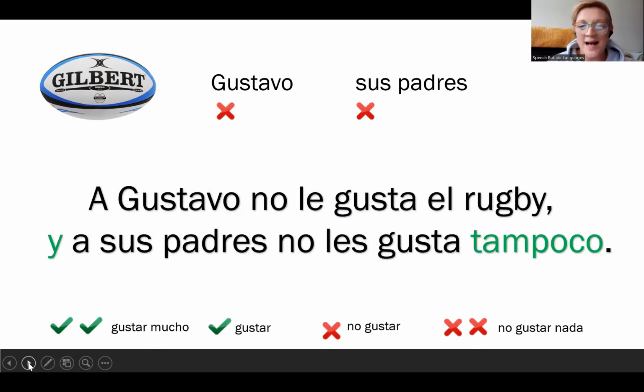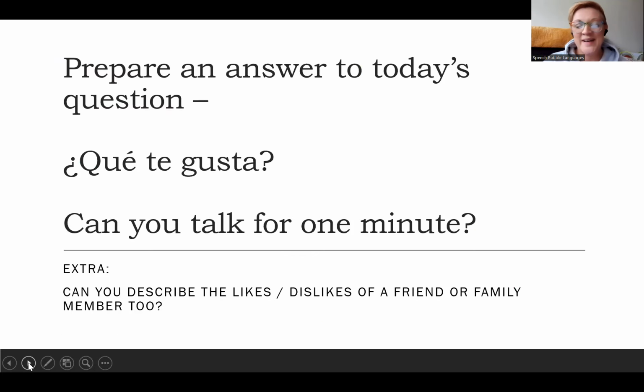Okay, here we go then. A Gustavo no le gusta el rugby. Gustavo doesn't like rugby. And a sus padres no les gusta, and his parents don't like it. Tampoco, either. A Gustavo no le gusta el rugby y a sus padres no les gusta tampoco. That was a tricky one, wasn't it, to finish off?